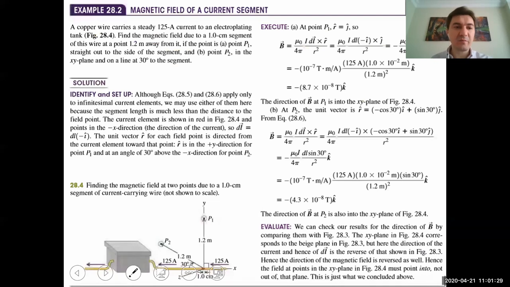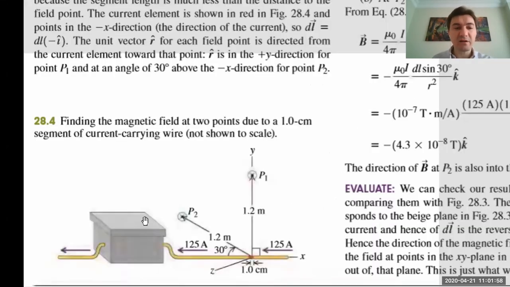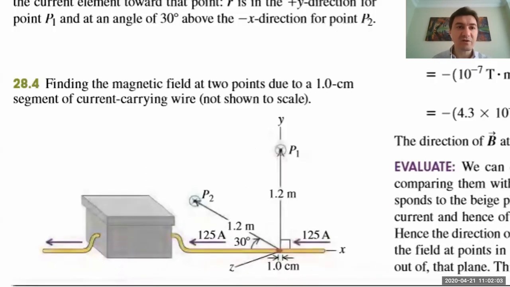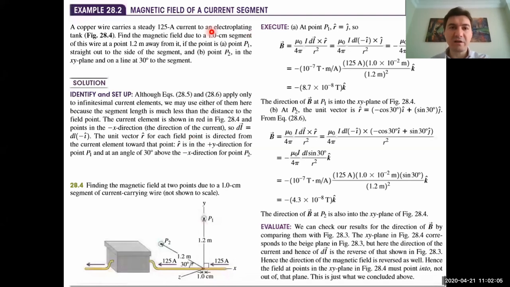Here we have a picture. A copper wire carries a steady 125 amp. This is the direction of the current. The current is 125 amp to an electroplating tank. Here we have an electroplating tank. This is a very widely used method to cover metals with non-corrosive materials, very widely used in the automobile industry, or also in other fields of industry. You can check what electroplating is.